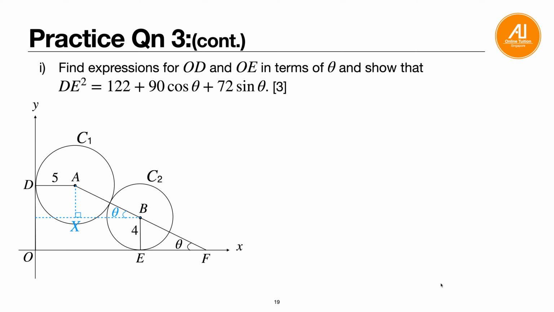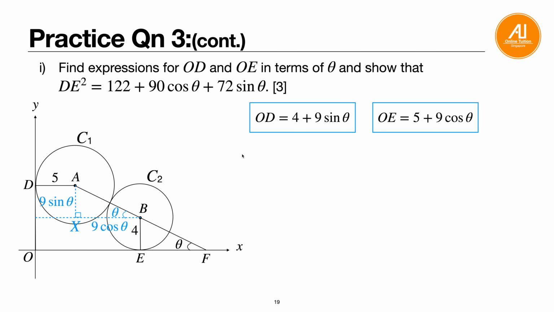Okay, so with that, you can sub it in. So OD will be what? 4 plus 9 sine theta. 9 sine theta plus a 4, which is here. Okay, 4. So you get your OD. What about OE? Same thing. 5 plus 9 cosine theta. You get your OE. Okay, so the first part is done.